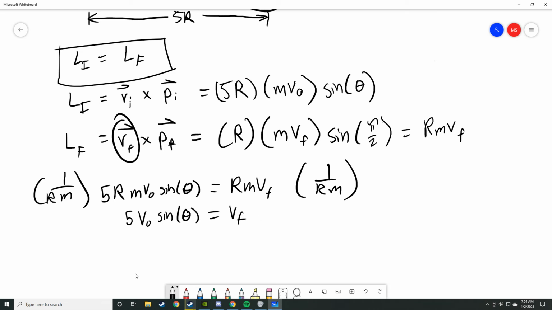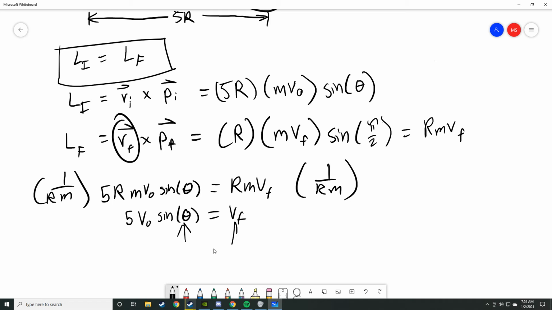Okay, interesting. So we don't know what sine of theta is, and we don't know what V final is. So this is begging for another equation. We have one equation and two unknowns. We know V initial. I mean, we don't know the numerical value of it, but who cares, right? We know that it's a given.